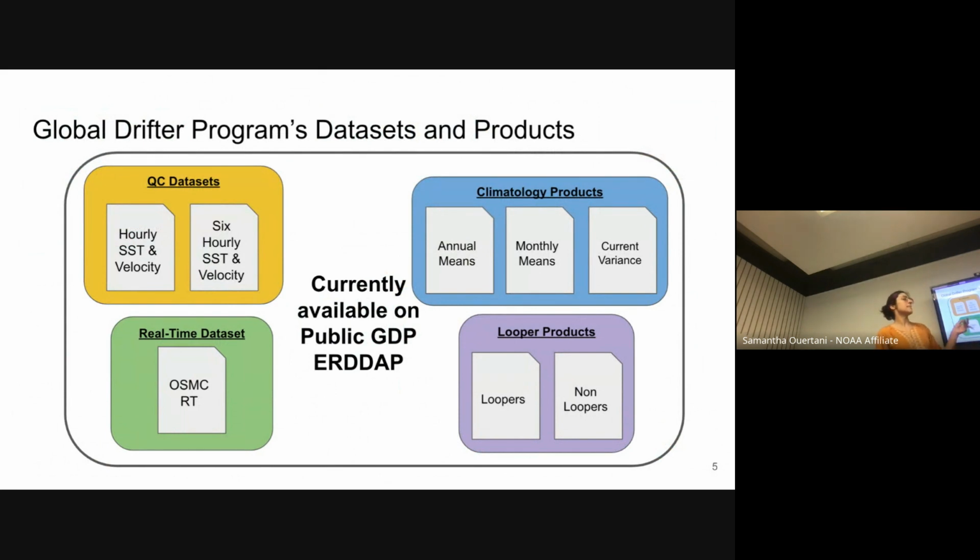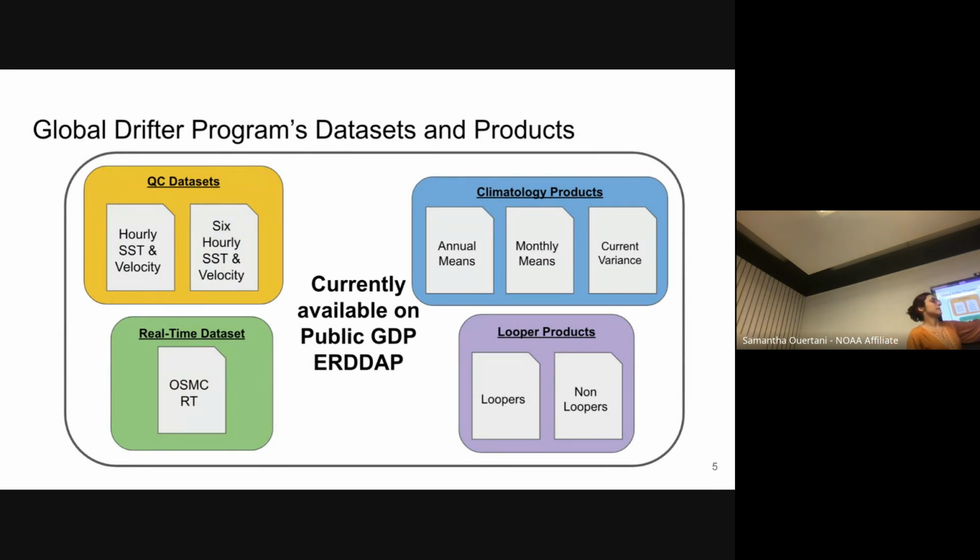So I did mention in the outline that we have a GDP public ERDDAP and a private ERDDAP. These are the products that are currently available on our public ERDDAP. As you can see, we have our 2 QC datasets, hourly and 6-hourly SST and velocity. We also have made available the OSMC real-time data from the GTS on our ERDDAP.